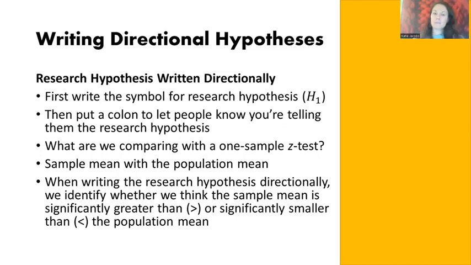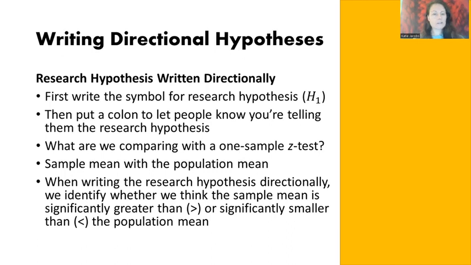We're going to write our symbol for research hypothesis, which is what? If you said capital H sub 1, you're correct. After that, then what are we going to do? If you said put a colon, that is exactly what we do next, because we want people to know that we're getting ready to tell them the research hypothesis. So again, what are we comparing with the one sample z-test? We said we're comparing sample mean with population mean.